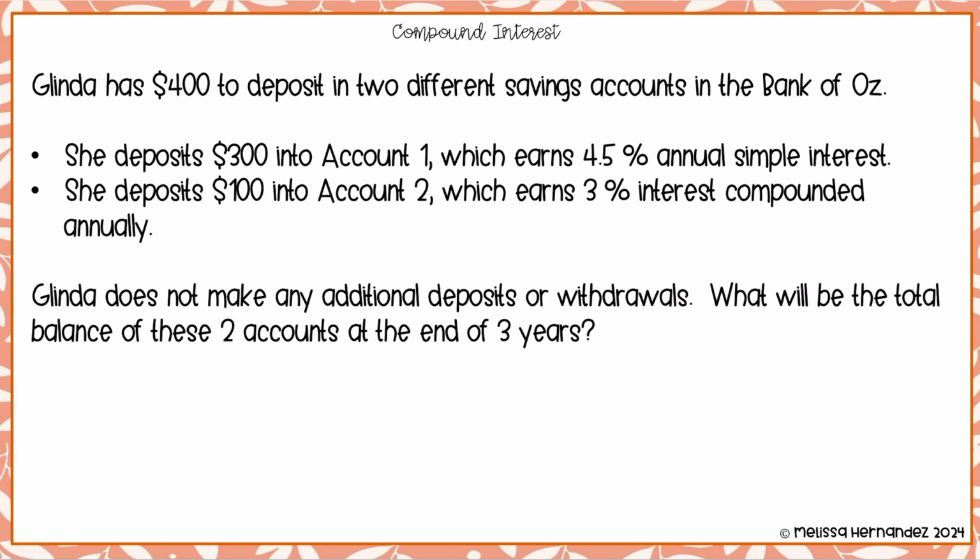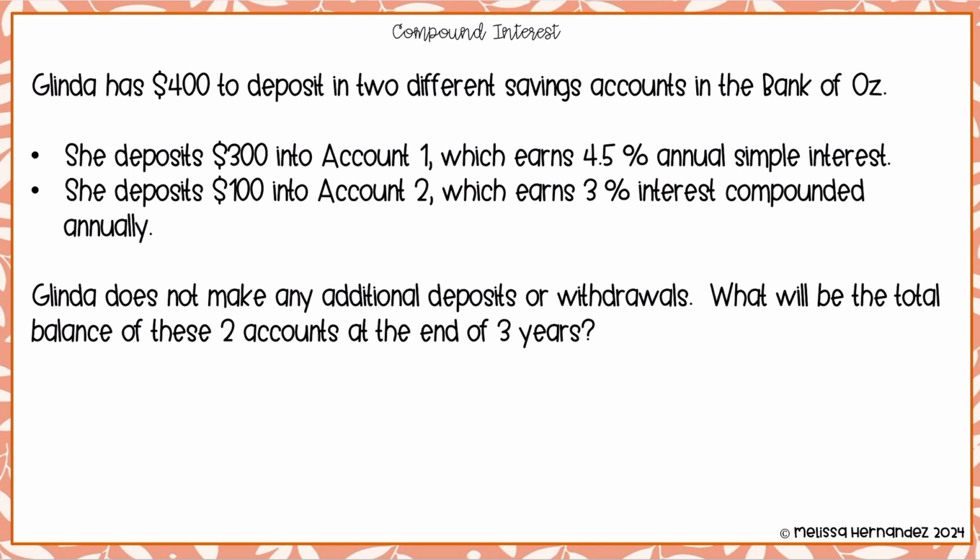Glenda has $400 to deposit in 2 different savings accounts in the Bank of Oz. She deposits $300 in account 1 and earns 4.5% annual simple interest. She deposits $100 into account 2, which earns 3% interest compounded annually. Glenda doesn't make any more deposits or withdrawals. What will be the total balance of these 2 accounts at the end of 3 years?